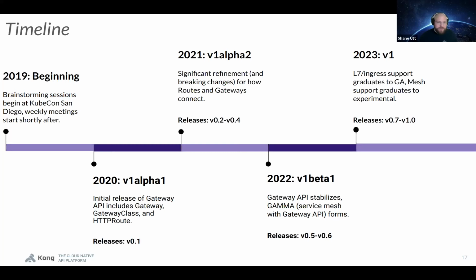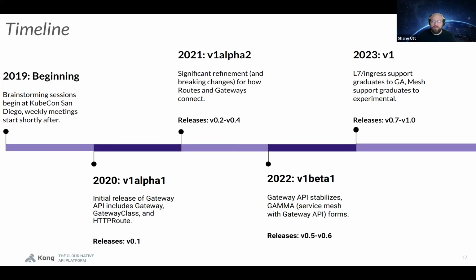But 2019 was the beginning. Brainstorming sessions started there at KubeCon San Diego. 2020 is when we started getting things a little more figured out. We had a V1 Alpha 1, and we were trying to figure out the shape of things. 2021 is when we did some refinement and the shape started to really take form with V1 Alpha 2. 2022 is when things hardened, stabilized, and we started doing V1 Beta 1.